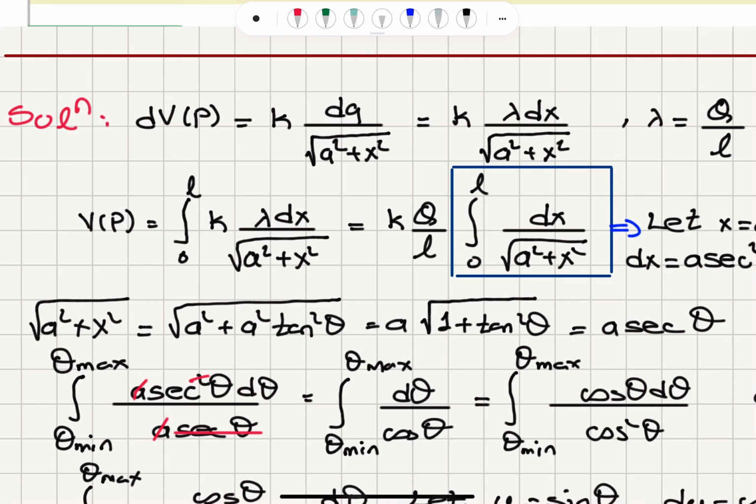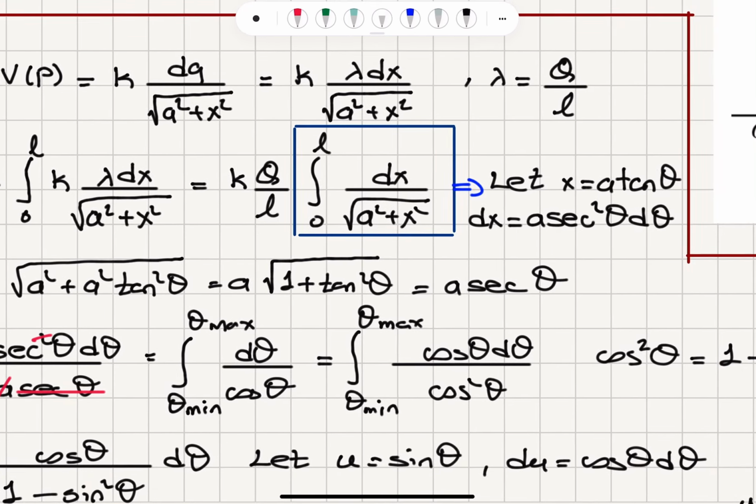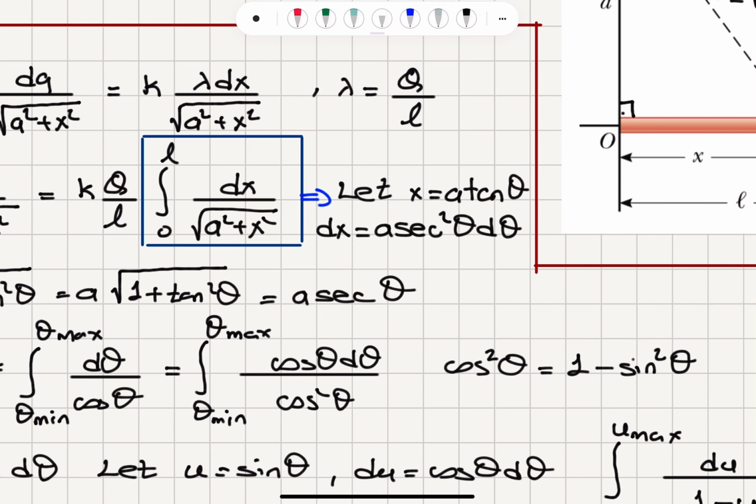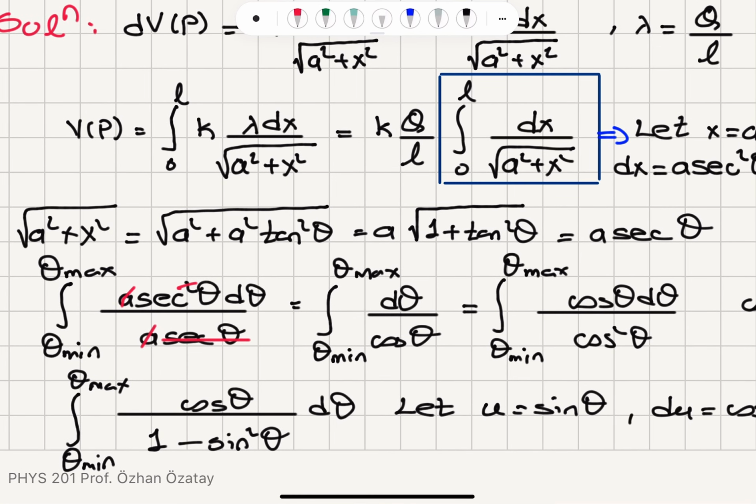I'm left with integral of secant theta d theta, which is integral of d theta over cosine theta, which is integral of cosine theta d theta over cosine squared theta if you multiply top and bottom with cosine. And for cosine squared, we can substitute 1 minus sine squared. So this turns into cosine theta d theta over 1 minus sine squared.